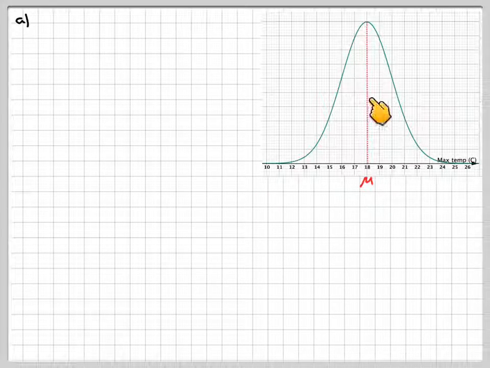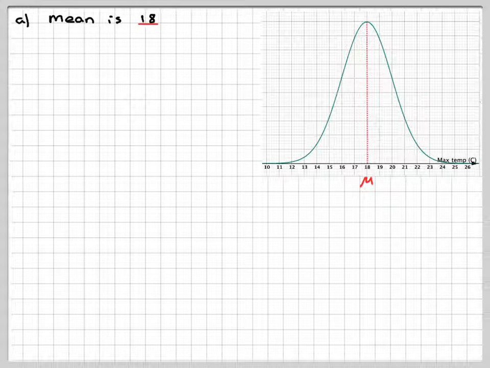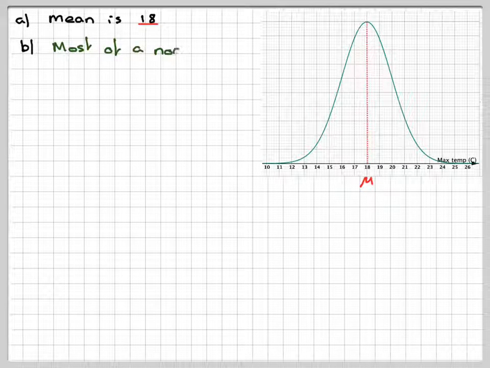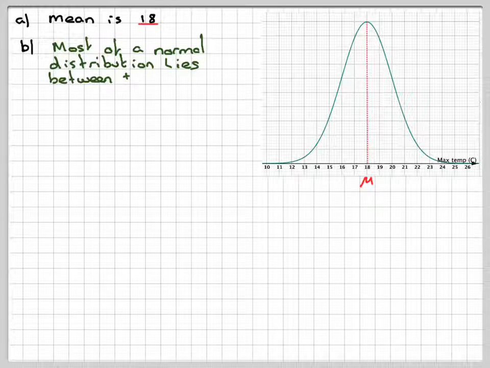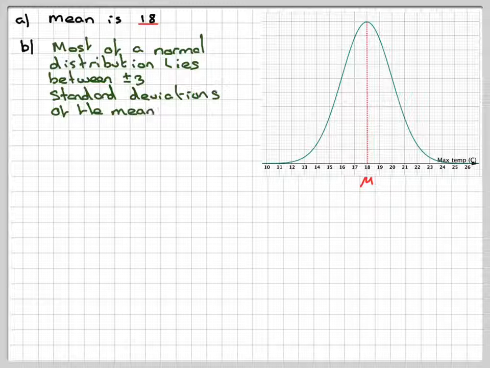So the mean is obviously given by the central value. We can see that's 18. So the mean is 18. Now, for the standard deviation, we have to use the idea that most of the normal distribution lies between plus or minus 3 standard deviations from the mean.